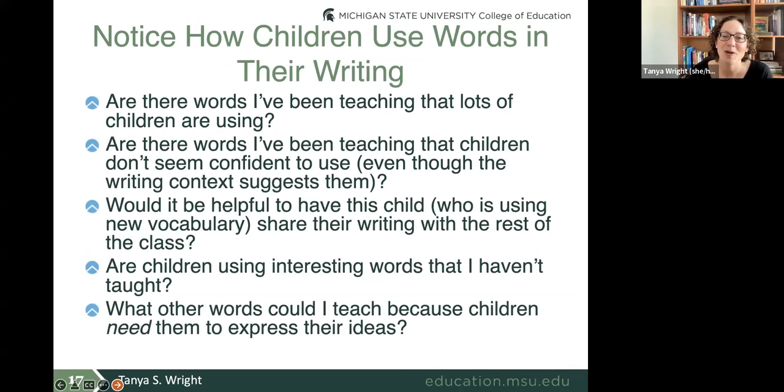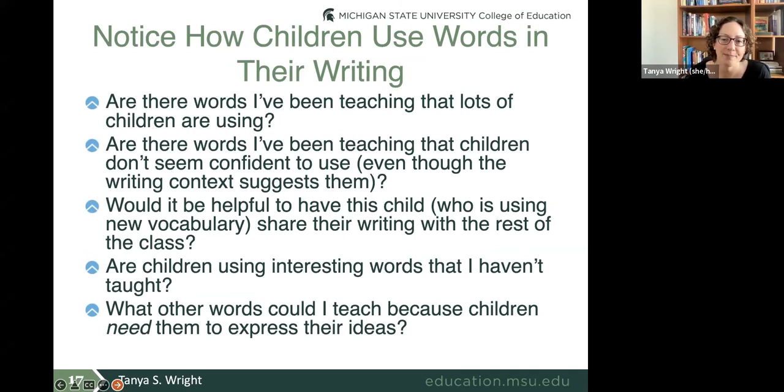So are there words we've been teaching that lots of children are using in their writing? Well, that's really wonderful, because it suggests that kids are owning those words. They have enough knowledge around those words to use them expressively and not just receptively. They likely know some of the nuance about what that word means, the context for using those words. So that's awesome, right? And that's to be pointed out and noticed as we engage in conversations with children about their writing.